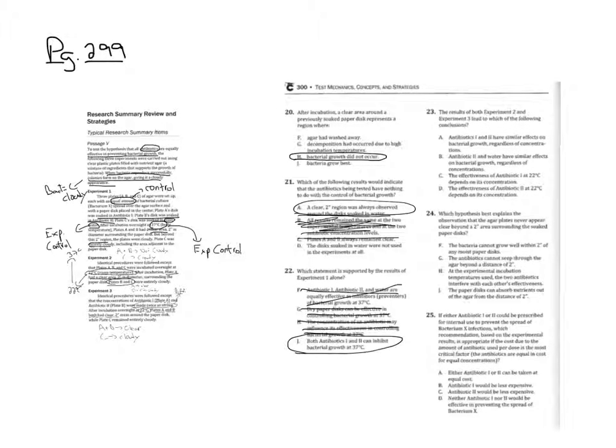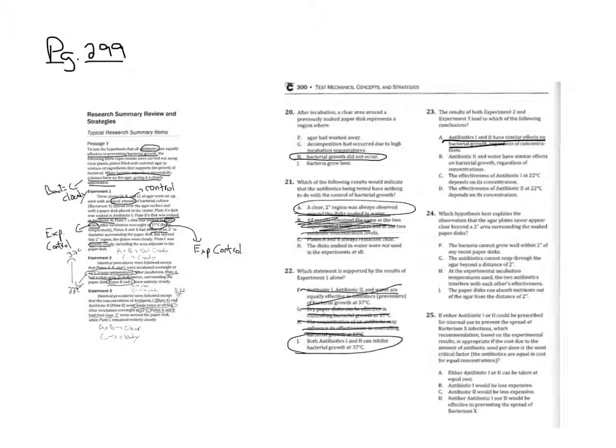23 says the results of both experiment 2 and experiment 3 lead to which of the following conclusions? So for 23, we go to experiments 2 and 3. A says antibiotics 1 and 2 have similar effects on bacterial growth regardless of concentration. Well, we know in experiment 2 that A was clear but B was cloudy. So they don't have similar effects on bacterial growth. There is a difference. So it's not A.